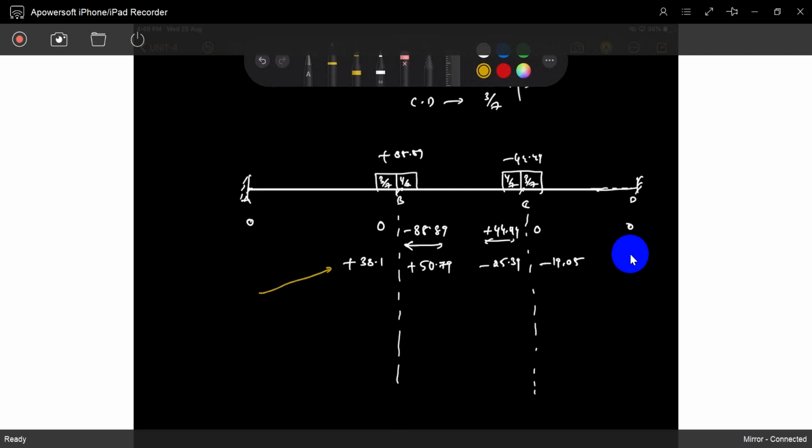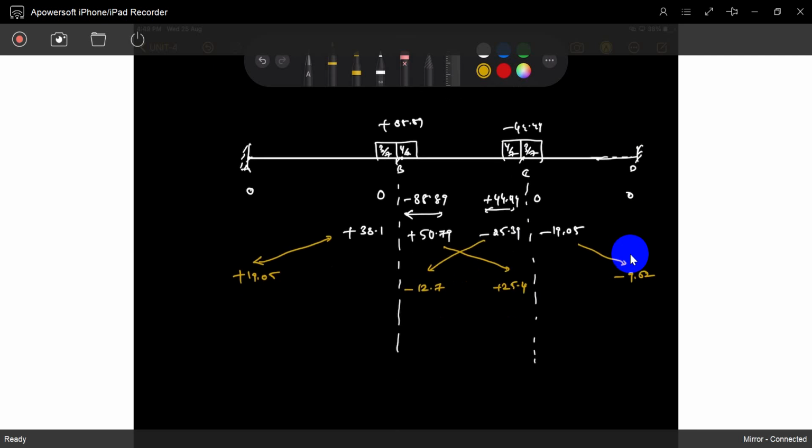carryover moment. So what is it? It's 19.05, it's 9.52. Again if you take it, this is the carryover factor. What is that value? This is minus 12.7, it's a plus 25.4. These are the carryover factors.